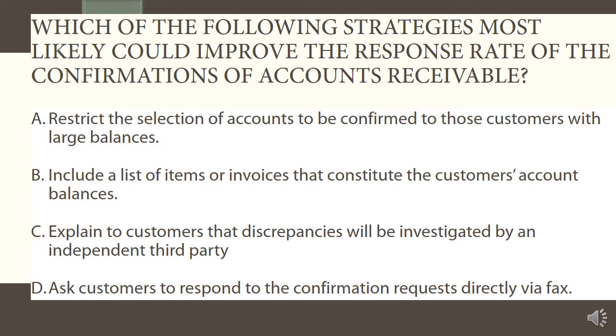Item C, explain to customers that discrepancies will be investigated by an independent third party. That item will improve the quality of the responses that you receive from the customers, but not necessarily the expeditiousness.